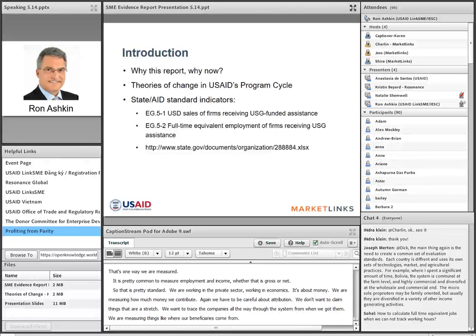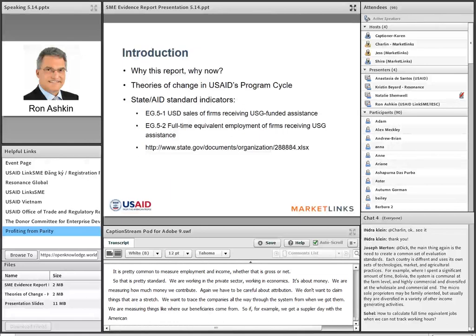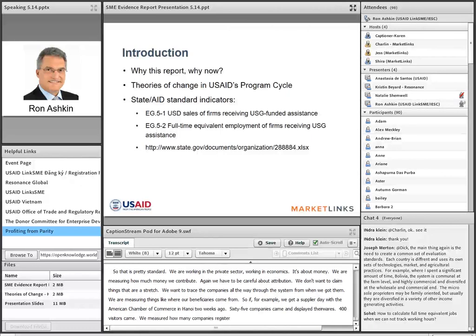So if, for example, we did a supplier day with the American Chamber of Commerce in Hanoi 2 weeks ago, 65 companies came and displayed their wares, about 400 visitors came. So what did we measure there? We measured how many companies registered online, because we have an online registration system, how many entered our system. And then what we want to follow up with is how many companies actually made deals on the spot. How many of those came to fruition? How did they find out about us and sign up for the supplier day?